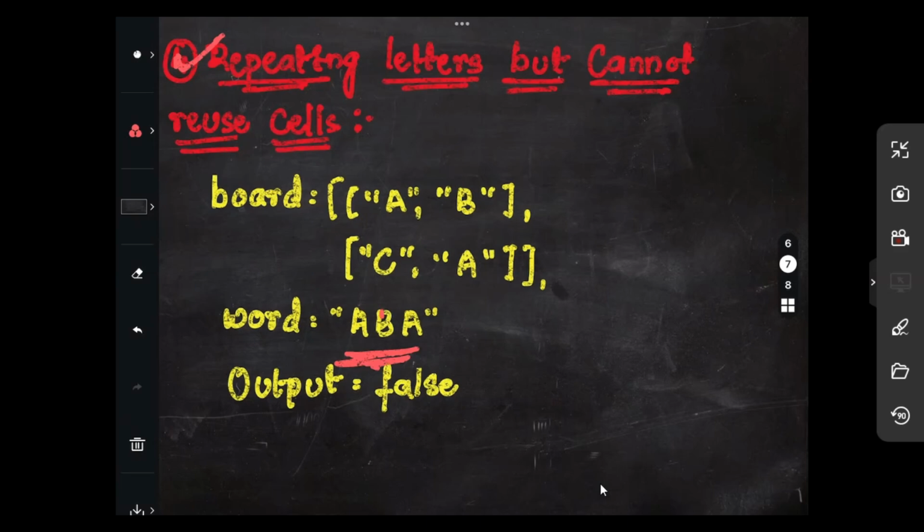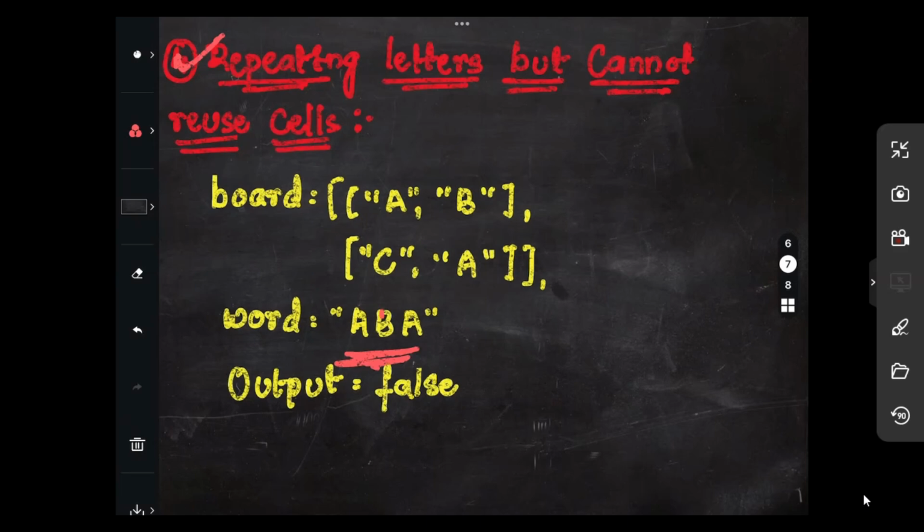So this is fine. So these are the edge cases that we need to consider. This is not the repeating letters but cannot reuse cells. This is just repeating letters, that's it. I'll just erase this one. This is just for the condition repeating letters. So this is fine. So these are the four edge cases we discussed, right? Now we are completely familiar with the approach as well as the edge cases.